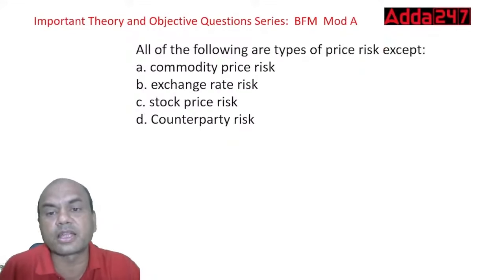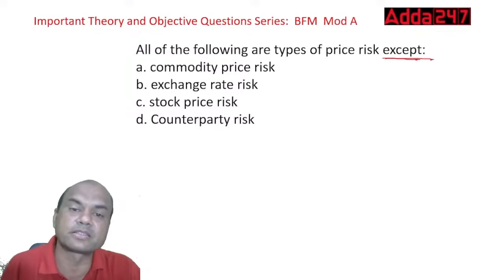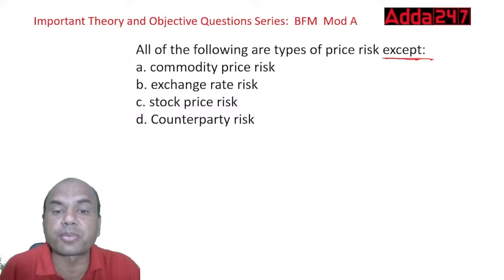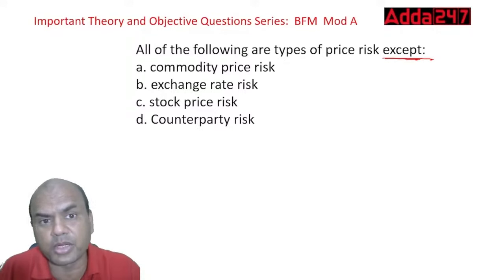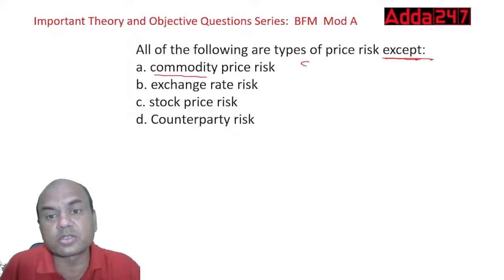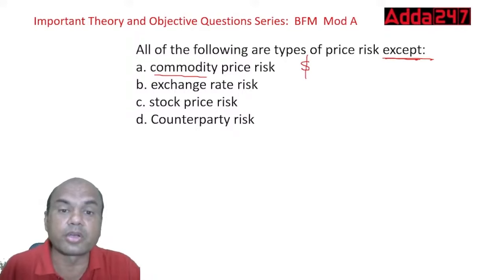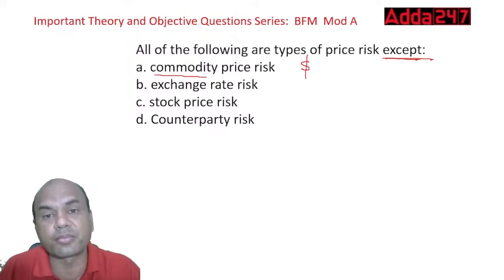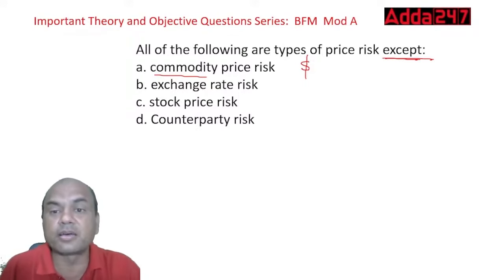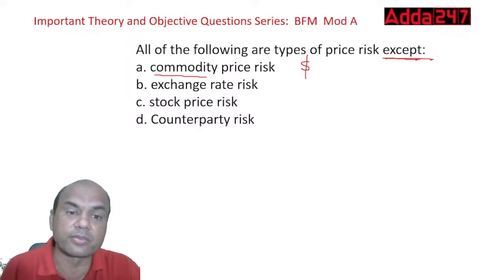All of the following are the types of price risk except, so which is not the type of price risk. All of them. Let's see. Price risk means what? Commodity price risk. The price of any commodity. What is a commodity? Commodity is anything. Dollar is also a commodity. Okay, currency is also a commodity. So commodity price risk. Exchange rate risk. That is also price risk, because if the dollar rate changes or the exchange rate changes, definitely the price will change. So this is also a part.